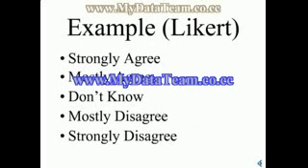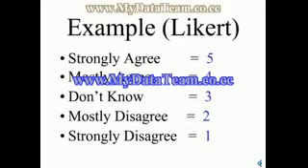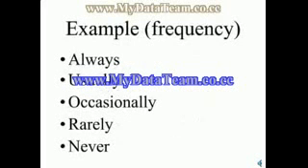Here we have a Likert scale. We give the subject a certain statement, and we see to what extent the subject agrees with the statement. Strongly agree, mostly agree, don't know, mostly disagree, or strongly disagree. We'll give 1 point for strongly disagree, 2 for mostly disagree, 3 points for don't know, 4 for mostly agree, and 5 for strongly agree.